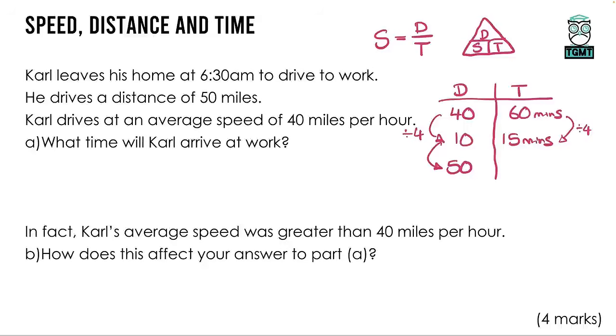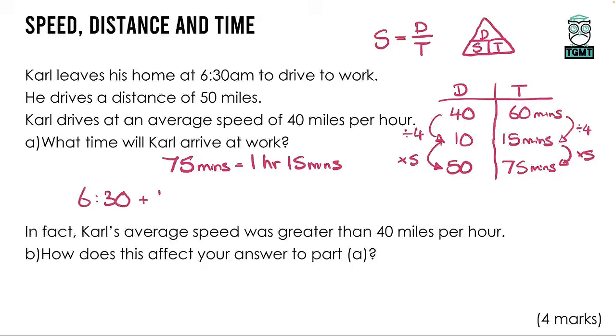You can probably see, therefore, that means it's an hour and 15, but to get there, we would multiply by 5, and 15 times 5 is 75 minutes. Again, just doing the same on the other side. 75 minutes is equal to 1 hour and 15 minutes. So if Carl leaves his home at 6:30 AM and it takes an hour and 15 minutes, well, 6:30 plus 1 hour 15 is going to be equal to 7:45 AM. And there we go, that's what time he's going to get to work.